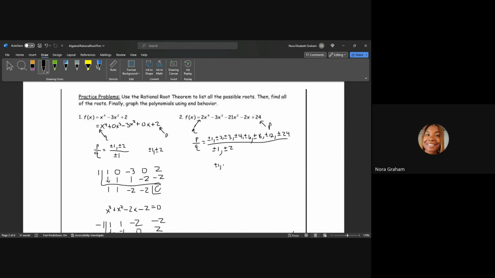Plus or minus 2, because 2 over 1 is 2, and 2 over 2 is just 1, and I already have plus or minus 1 listed there, so that's fine. 3 over 1, that's just plus or minus 3. Now 3 over 2, that's a fraction, so that could be a possible root, plus or minus 3 over 2.